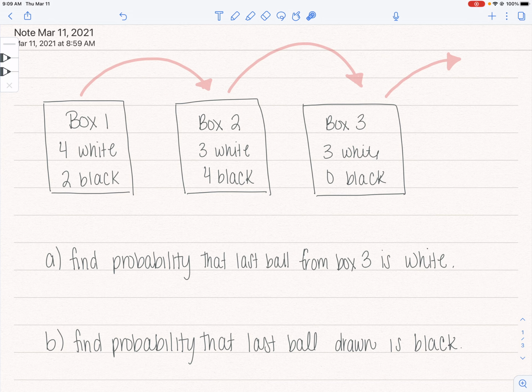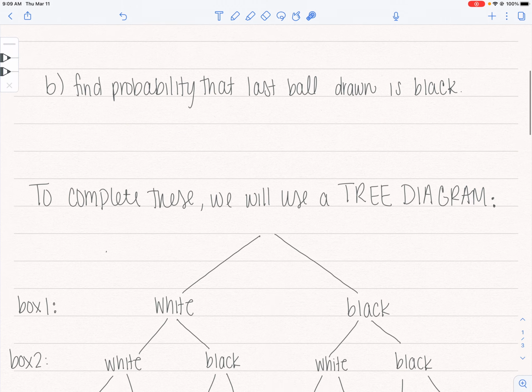And so the questions specifically say, find the probability that the last ball from box 3 is white, and then find the probability that the last ball drawn is black. So probably the easiest way to go about this is to make a tree diagram with all the probabilities and then use that tree diagram to find these two specific probabilities.